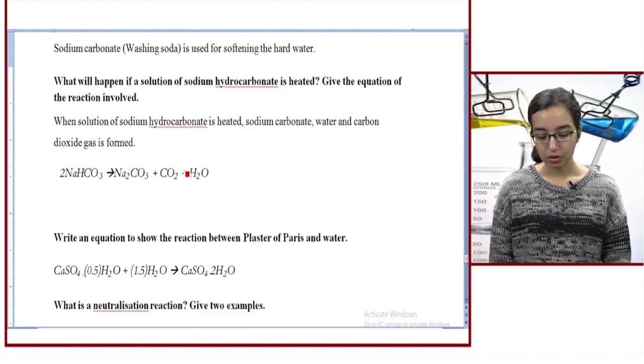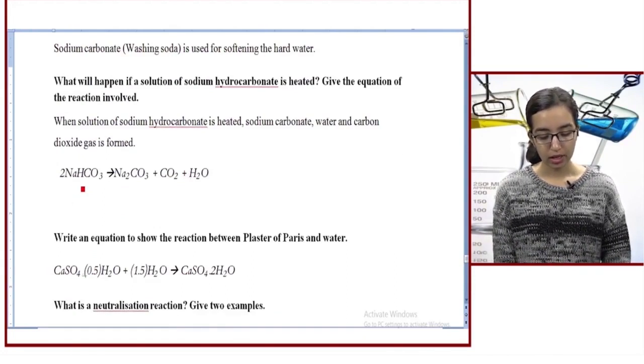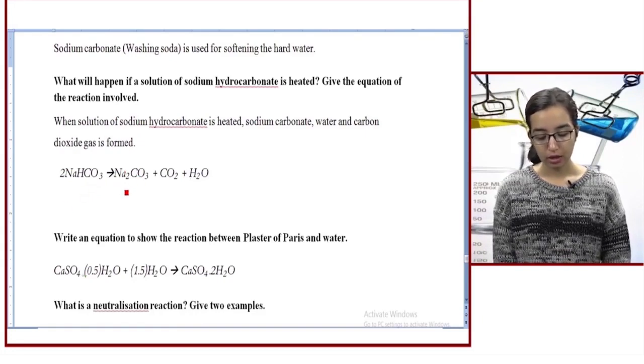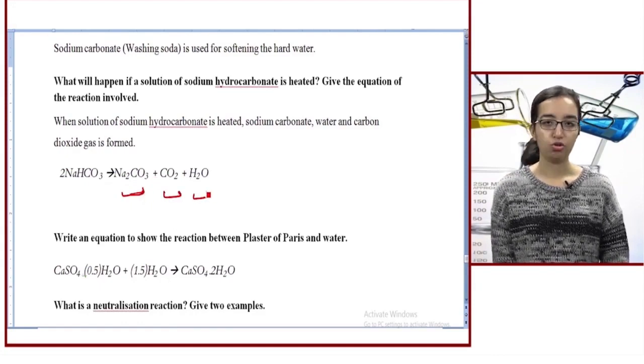What will happen if a solution of sodium hydrogen carbonate is heated? Give the equation involved. Now sodium hydrogen carbonate is NaHCO3. When you heat it, the hydrogen gets removed and the CO2 gets removed. So it forms Na2CO3, sodium carbonate, and it also forms CO2 and H2O.